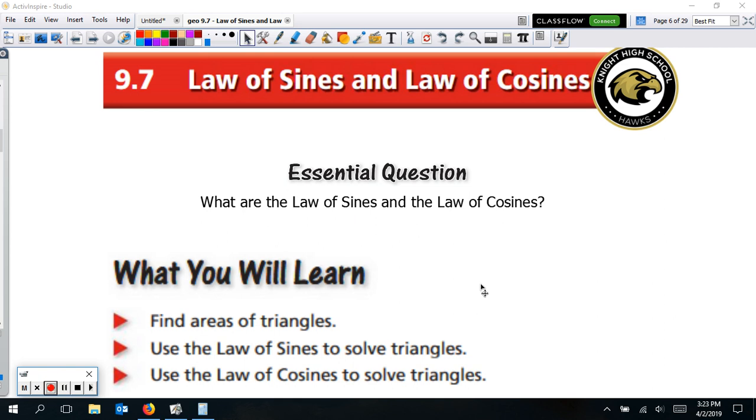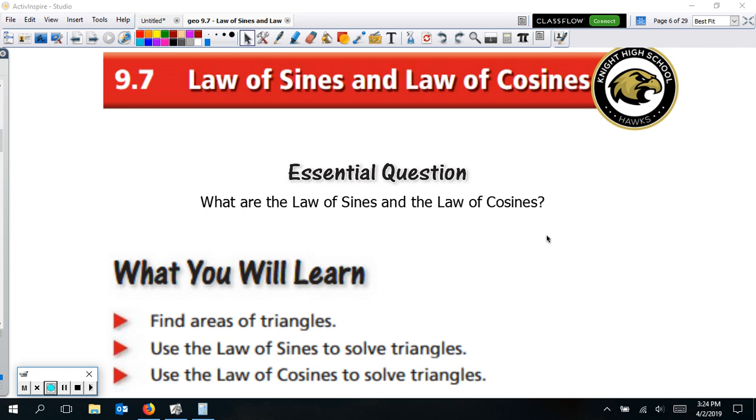Alright, hey geometry students. We're on our last lesson in chapter 9, this intro to trigonometry, and we're looking at the law of cosines and the law of sines. We're looking at how to find the areas of triangles. That's what we're going to be learning today, and using the laws of sines and cosines to solve triangles as well.